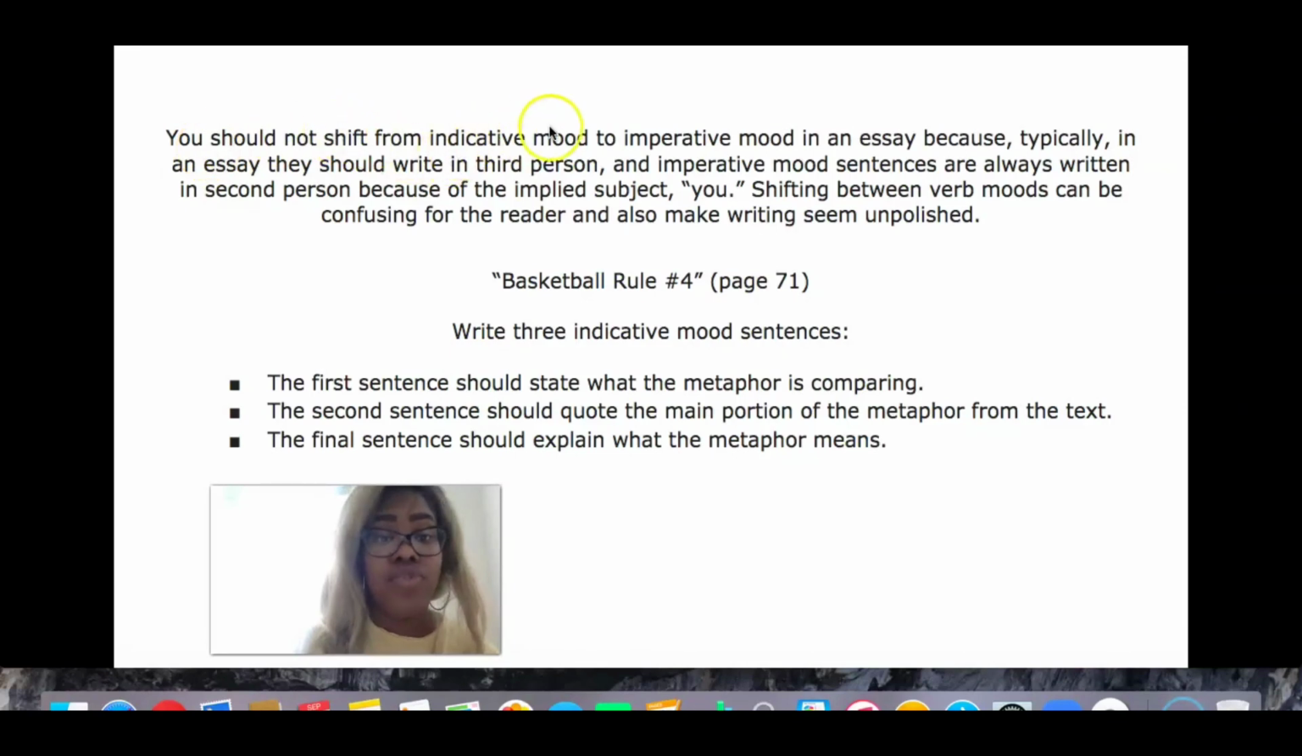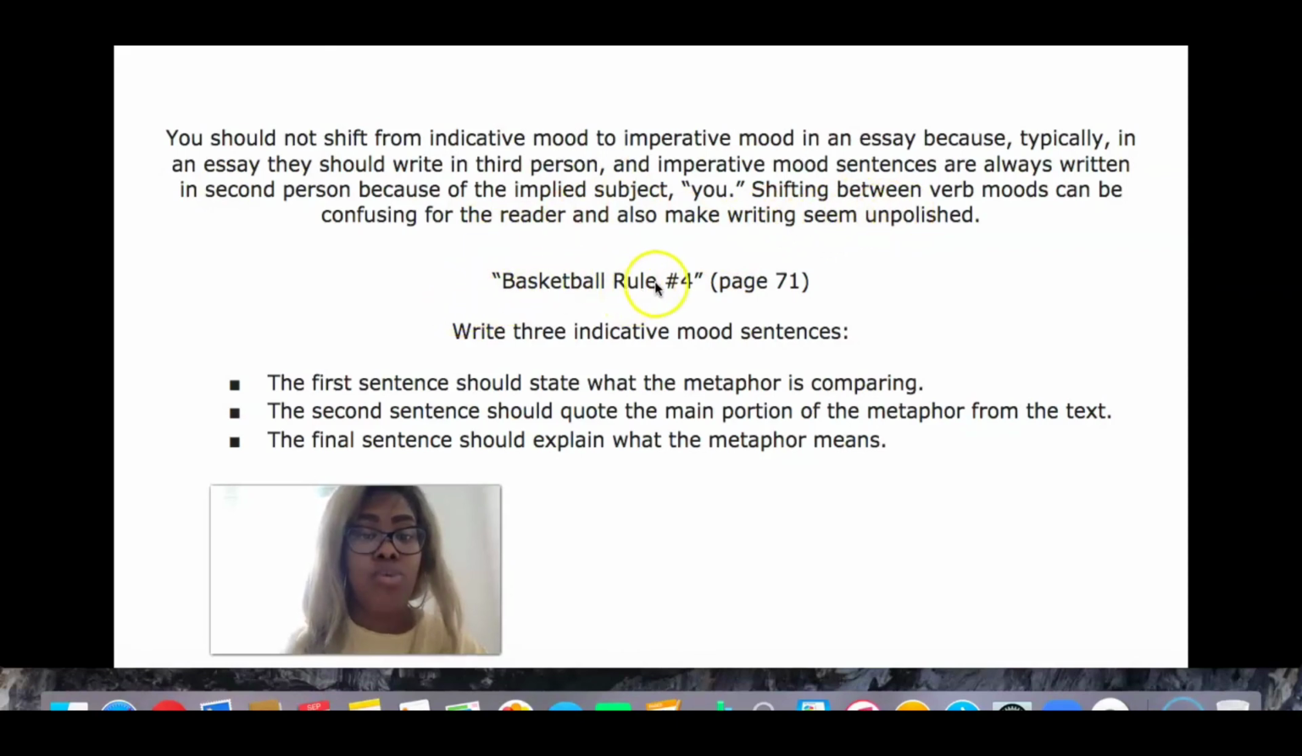You should not shift from indicative mood to imperative mood when you're writing essays, by the way, because typically when you're writing an essay, it should be in third person. And imperative mood sentences are always written in second person because of the implied subject you. Shifting between verb moods can be confusing for the reader and also make writing seem unpolished.